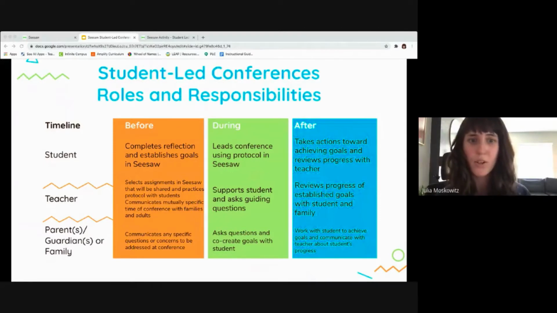So students are going to be leading the conversation. The teacher is also going to reflect on their work, their skills, their strengths, and they're getting that data from our LMS, Seesaw. And for high school students, it would be Schoology. So they're going to support the student, the teacher, during the conference with some guiding questions. I'll show you an example of what that might look like, but it's important to give our students and our families an opportunity to share what's going well.